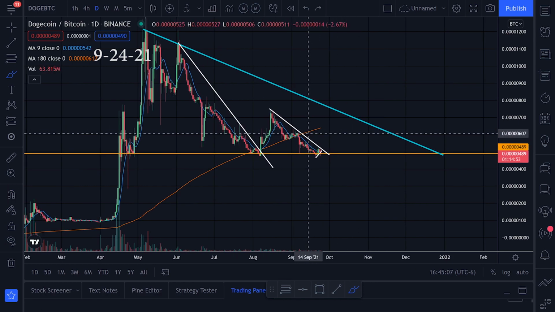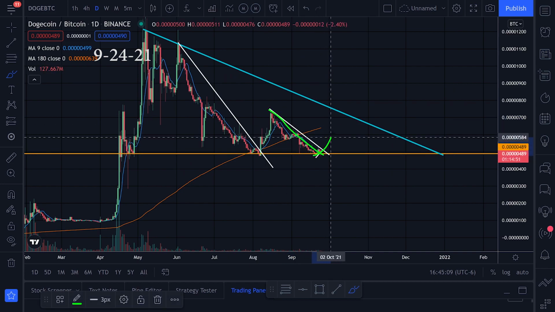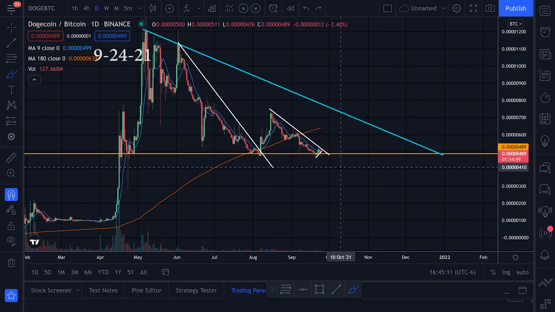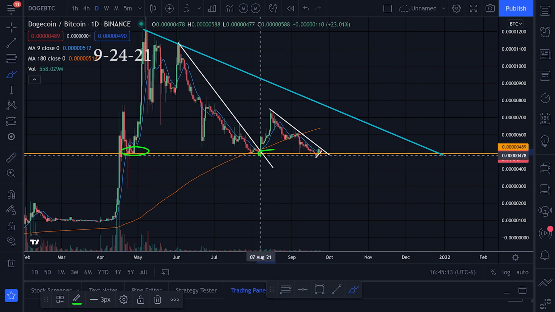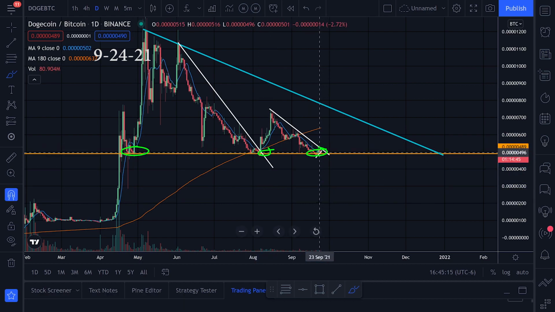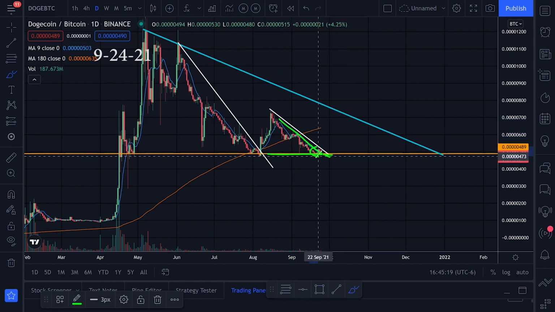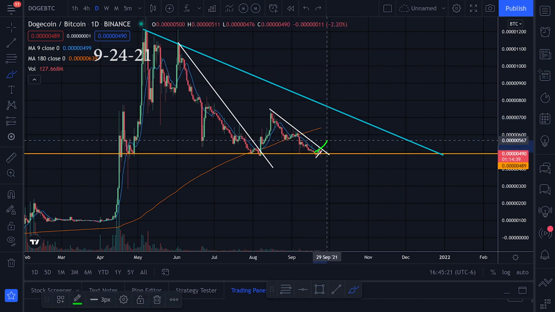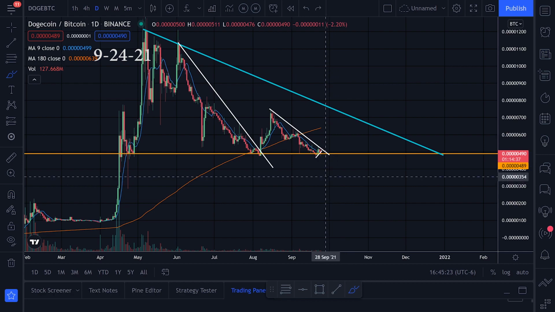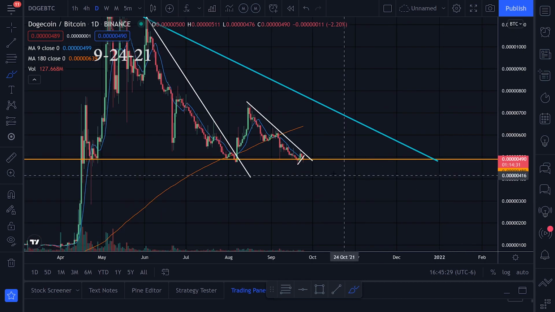What I'm thinking is if we can break this trend line going to the upside, it's going to be good for Dogecoin. If we break this support line going to the downside, it's going to be bad for Dogecoin. It looks like we're coming up to that point of choosing which way we're going to go pretty soon. So I wouldn't be surprised if we see a big move on Dogecoin coming up pretty soon.